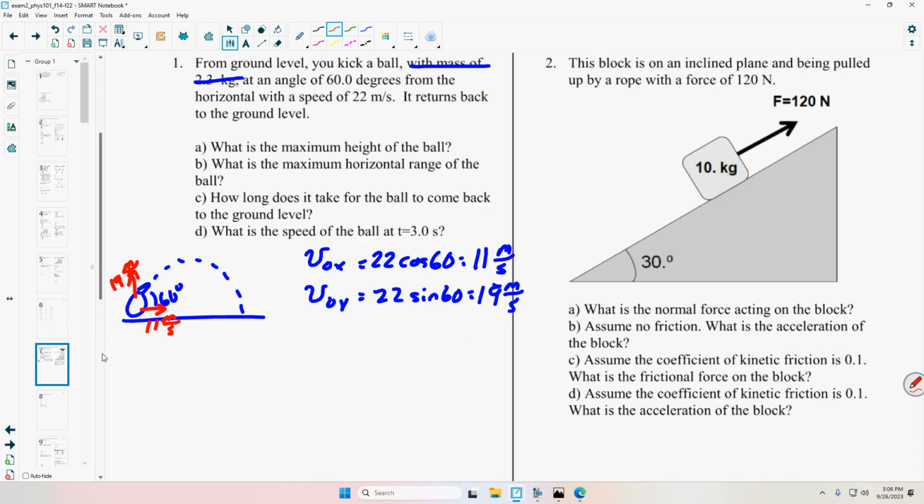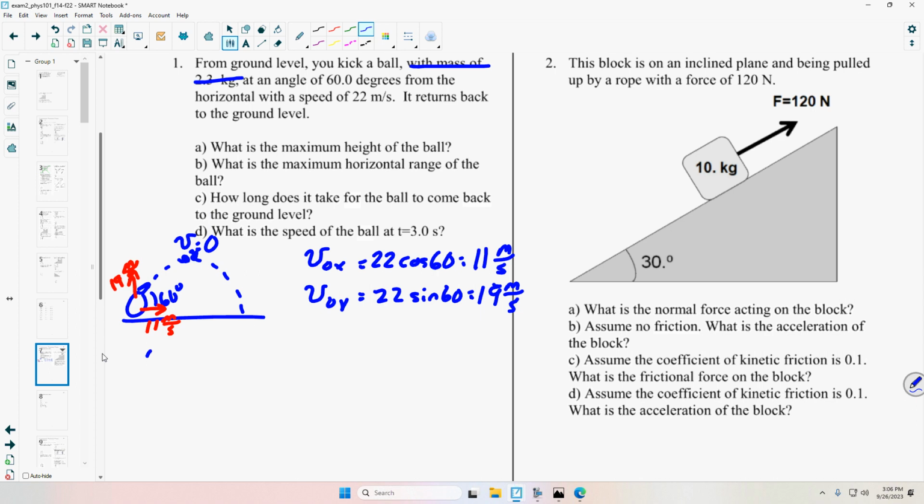First thing I want to know is what is the maximum height of the ball? What is the maximum horizontal range of the ball? How long does it take to come back to ground level? And then what is the speed? So we're going to need the time. So really we're answering part C first. That is, what is the time? I know that up here the velocity in the y direction is 0. Not the velocity in the x direction, just in the y direction. It goes up, stops, and comes back down, but it continues to have that x motion.